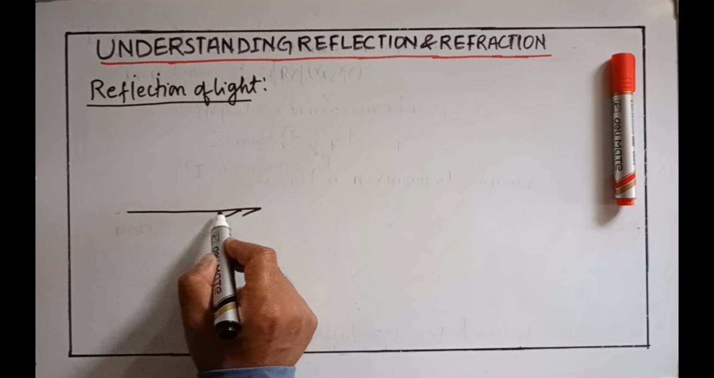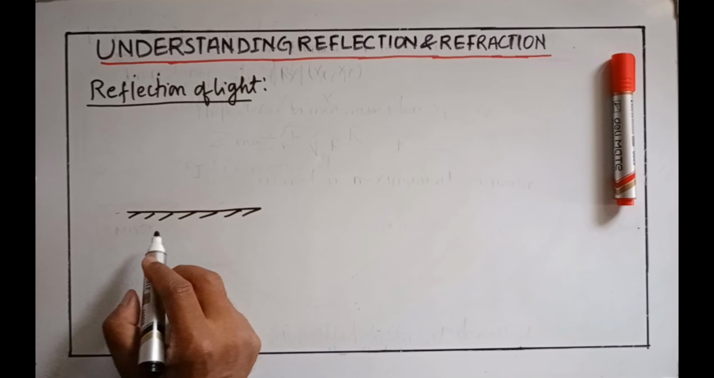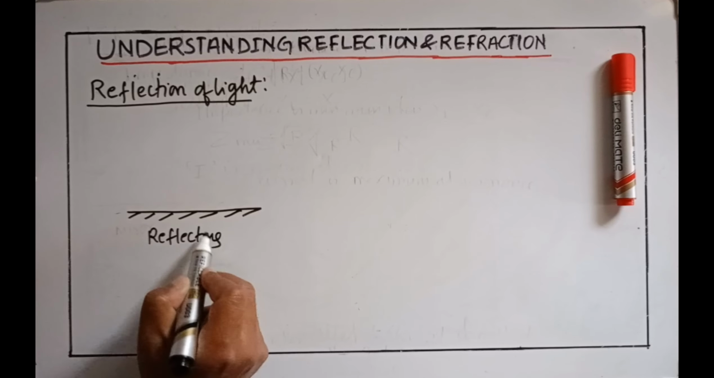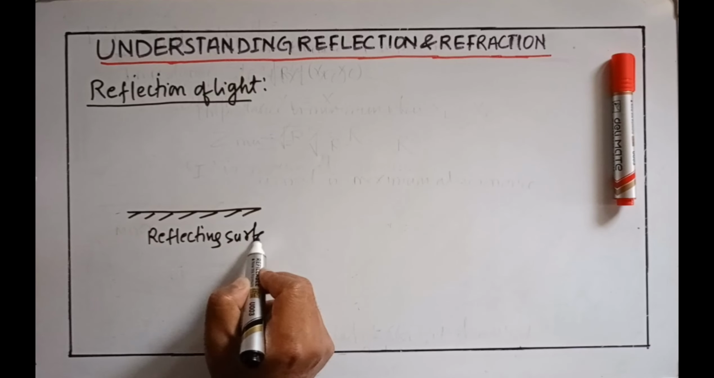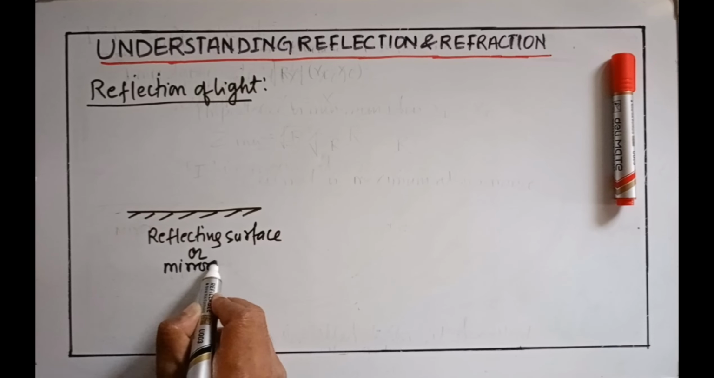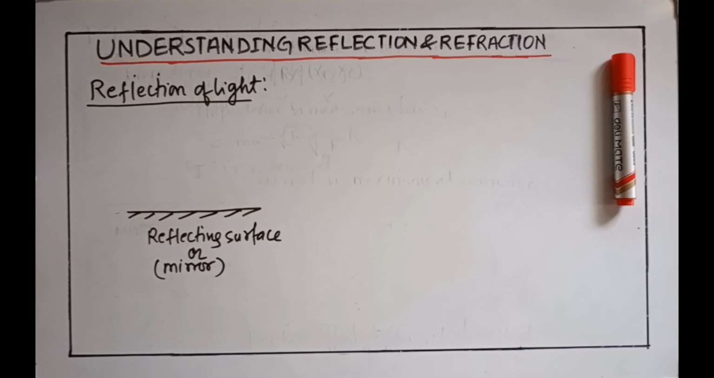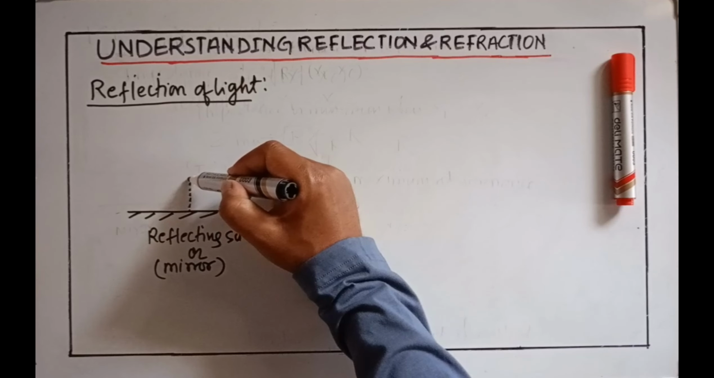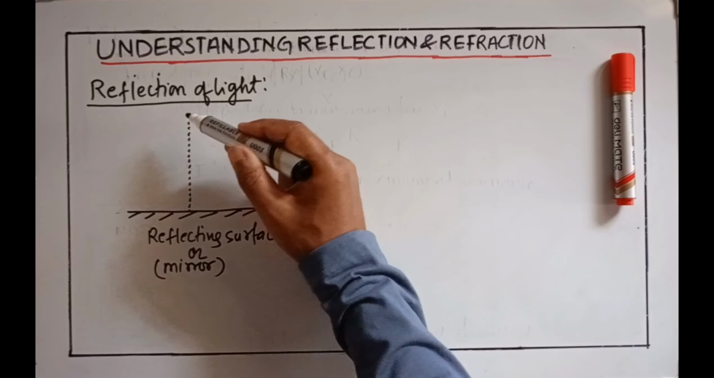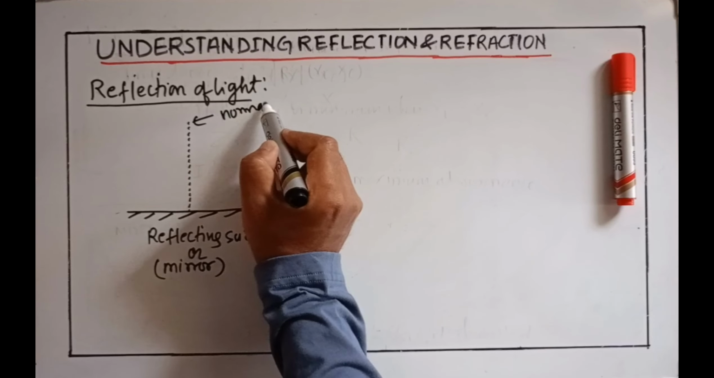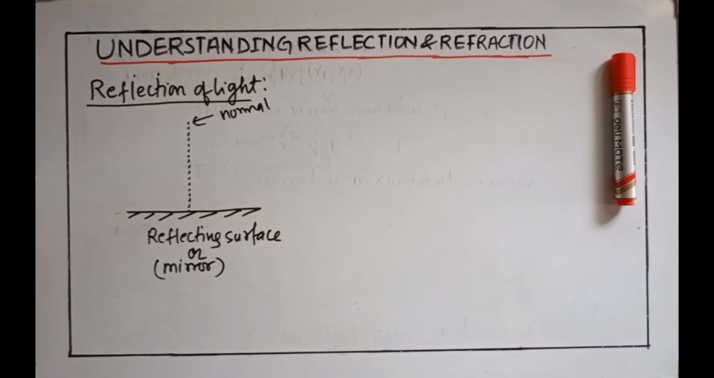So this is the reflecting surface, or this is a mirror. Now I'm drawing the normal to the surface. So this is the normal to the surface.